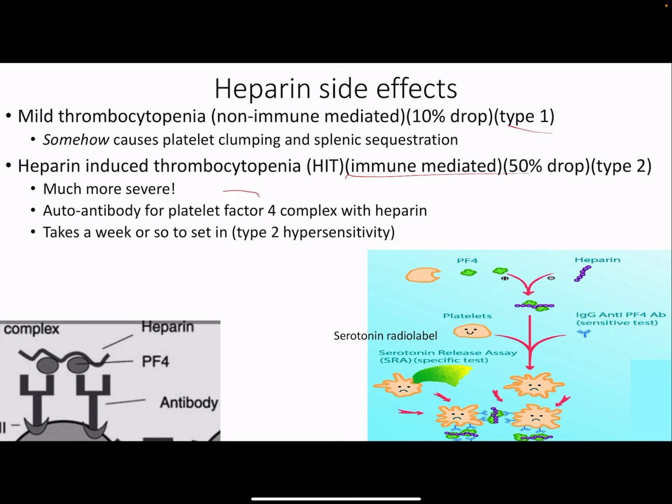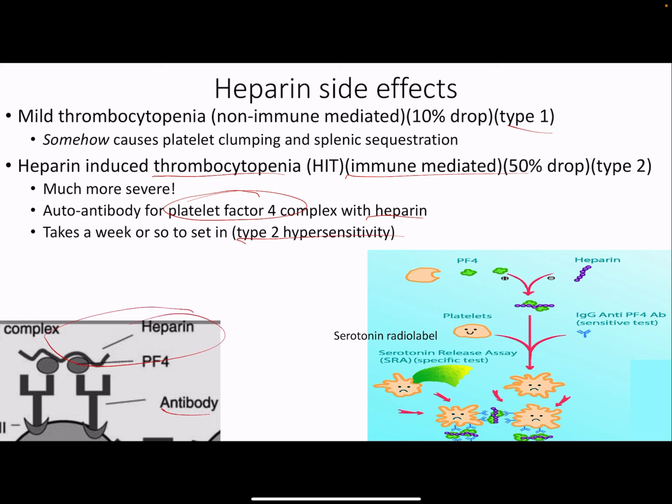This is where platelet factor 4, remember this is in an alpha granule, complexes with heparin, an antibody binds to the complex, and then it activates a bunch of platelets. Activating the platelets causes them to be consumed, so that's where we get the thrombocytopenia, but it can also cause clotting as well. This would be a type 2 hypersensitivity. So here's a platelet factor 4, here's our heparin, and here's our antibodies that bind to them.